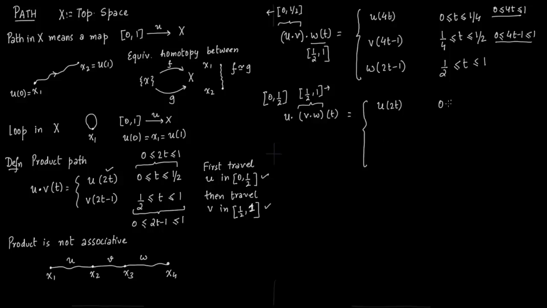So you will have u of 2t. So first t is from 0 to half. Again notice that 2t will lie now between 0 and 1. Then you have v of 4t minus 2, and you know precisely that t will go from half to 3 by 4. And again 4t minus 2 lies between 0 and 1. And finally you have w of 4t minus 3, and t lies between 3 by 4 and 1.